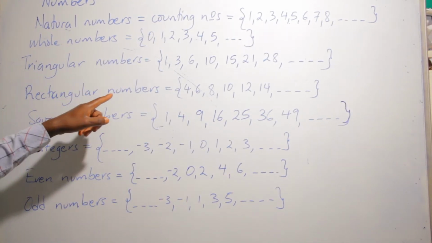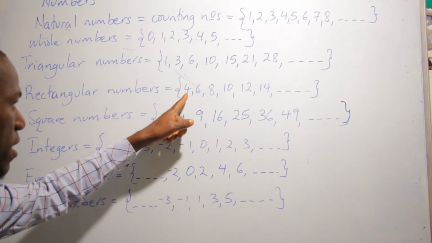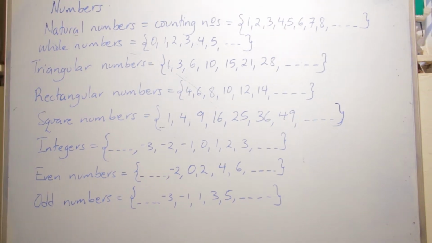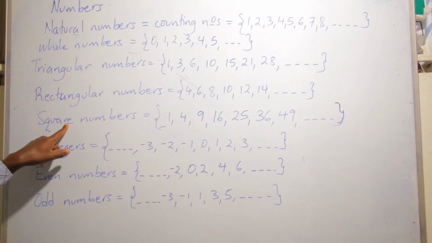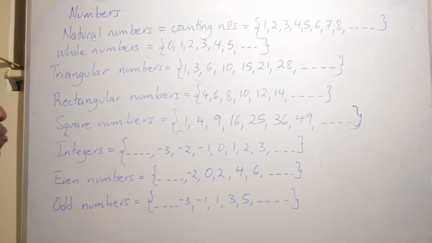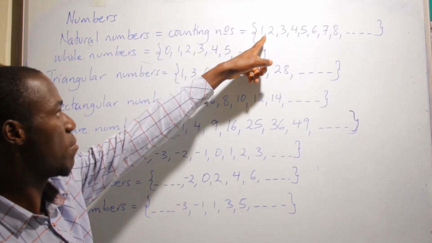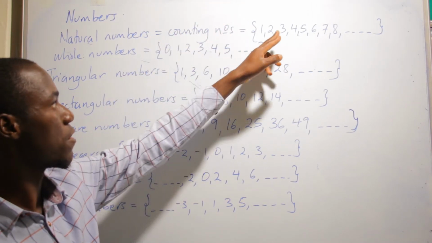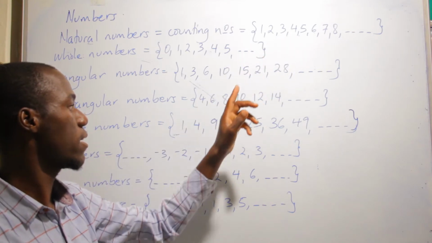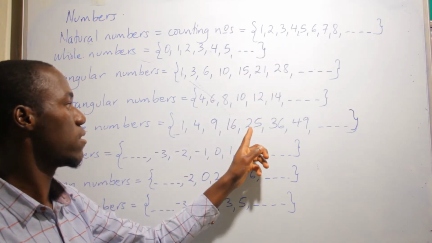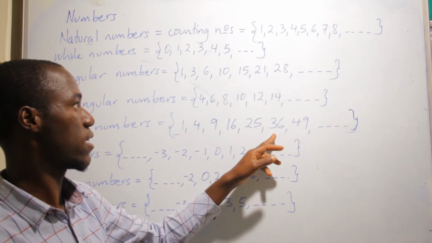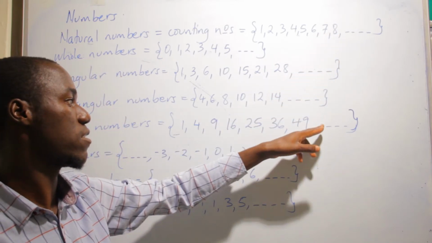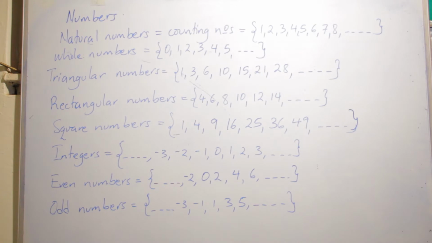Then rectangular numbers, those are all even numbers without the 2. Then we go to square numbers. Square numbers, we keep squaring the natural numbers. So 1 squared is 1, 2 squared is 4, 3 squared is 9, 4 squared is 16, 5 squared is 25, 6 squared is 36, 7 squared is 49, 8 squared shall be 64, and so on and so forth.